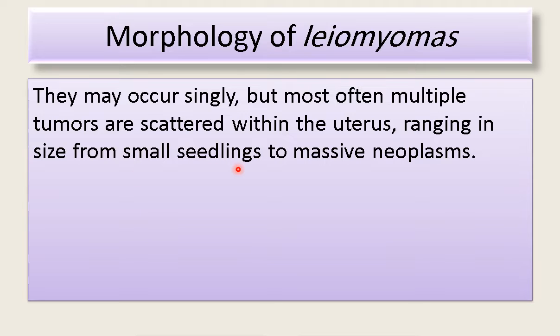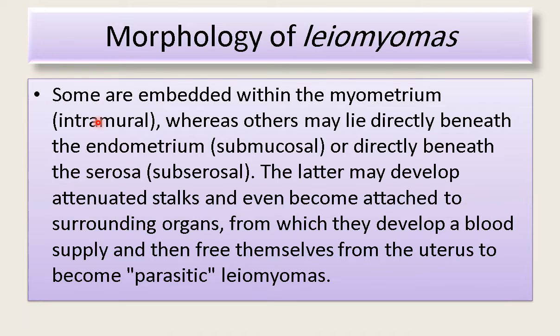They may occur singly, but most often multiple tumors are scattered within the uterus, ranging in size from small seedlings to massive neoplasms. They are commonly multiple. You can find up to 20 leiomyomas in different sites of the uterus. Some leiomyomas are embedded within the myometrium and are called intramural. Others may lie directly beneath the endometrium and are called submucosal, or directly beneath the serosa and called subserosal.